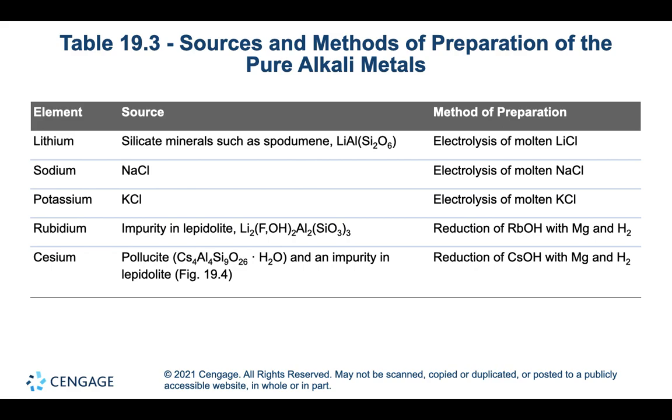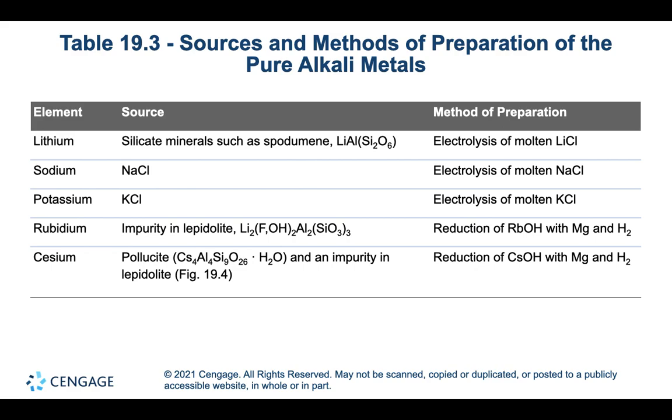So, sources and methods for making pure alkali metals. Lithium can be made from electrolysis of molten lithium chloride. Often you take salts from ocean water and then purify them down and make lithium. It's very important right now in industry because lithium batteries are using so much lithium, and so finding ways to get that lithium in its pure metal form is very important.